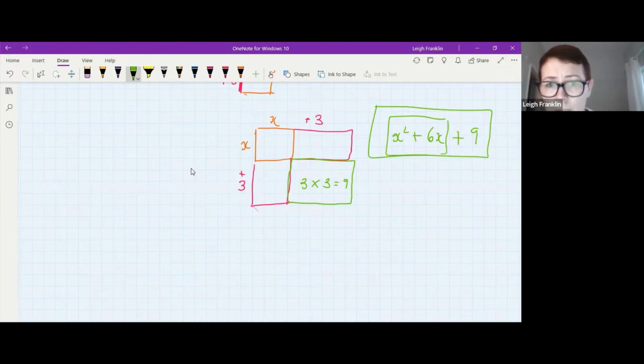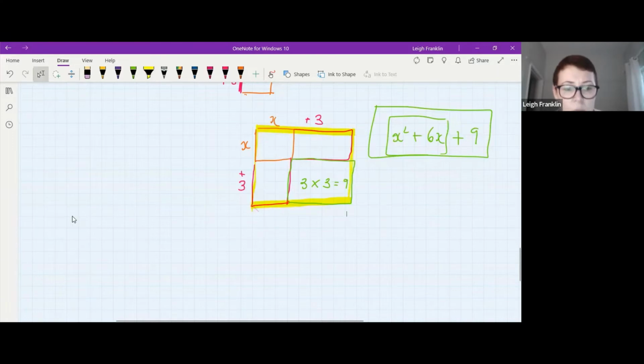I don't know if that helps or if that has made it worse. Njabulo? Yeah, ma'am, thank you. I got it now. Does that make sense to you? Okay, so now it's a square.